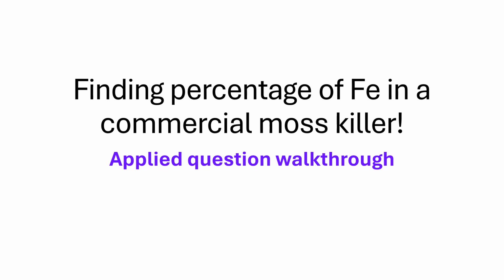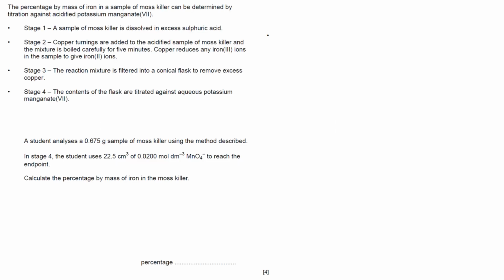Okay, hello again and welcome to this look at how we can find the percentage of iron in a commercial moss killer. So it's a redox titration question, as you'd expect, and basically there's a four-stage process we have to think about. So I'm going to take each stage in turn and explain a little bit what they mean.